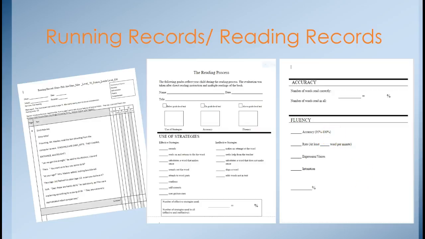Are they reading at a fluent rate? Are they using expression? So this would be a great thing to send home with that student at the end of the year. If you need help with this, your academic coaches know how to do this, or you can contact me. I'd be more than happy to do it with you.